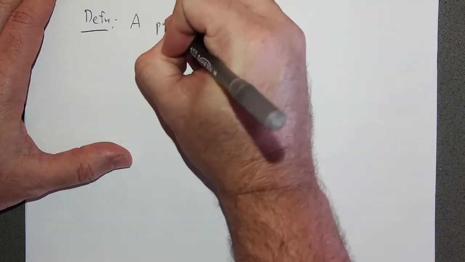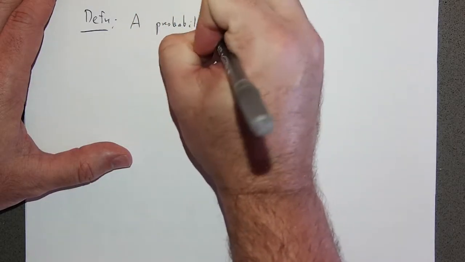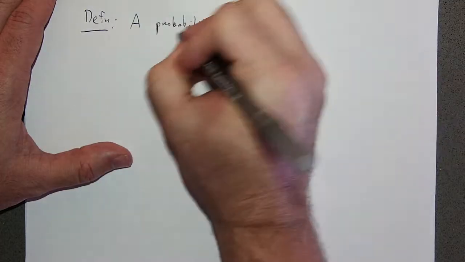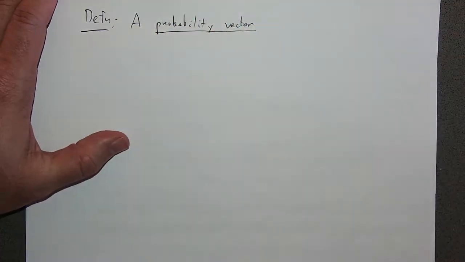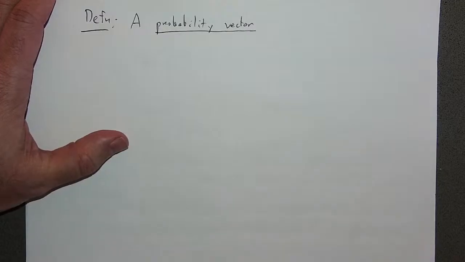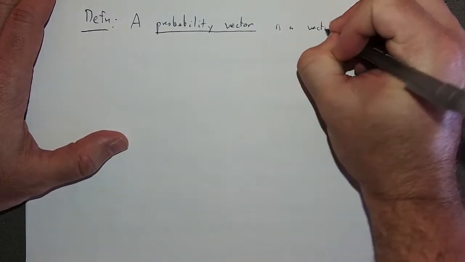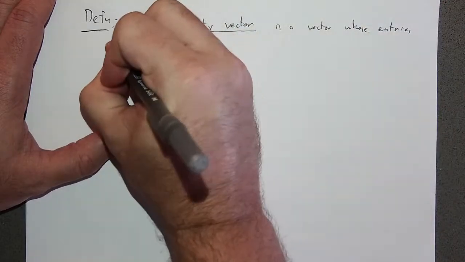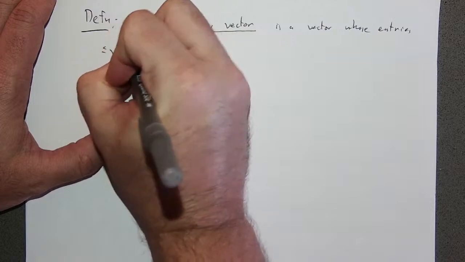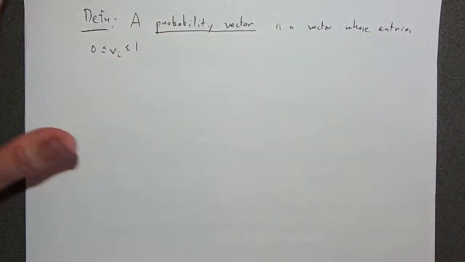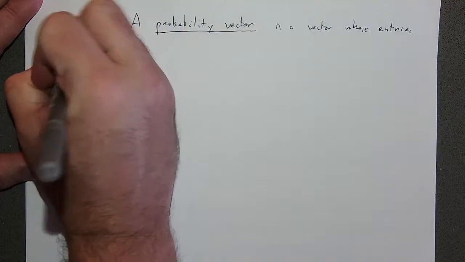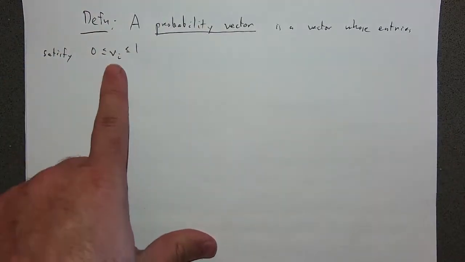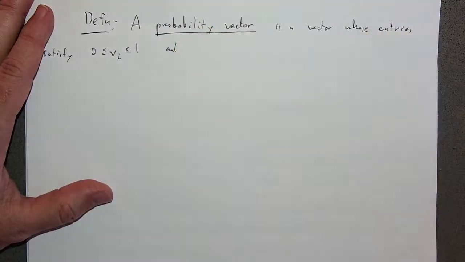First, start with the definition. We gave these things names, but we didn't actually write it down. I just kind of said it. A probability vector is a vector whose entries lie between 0 and 1 and add to 1. We'll call the entries v sub i. So the entries satisfy that they're all between 0 and 1, and they sum to 1.